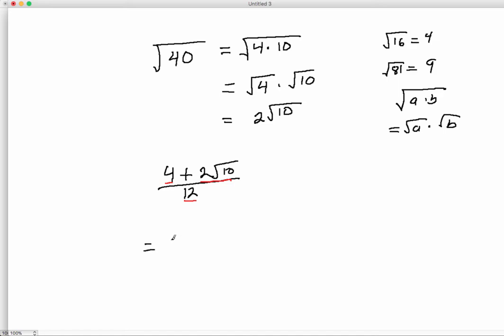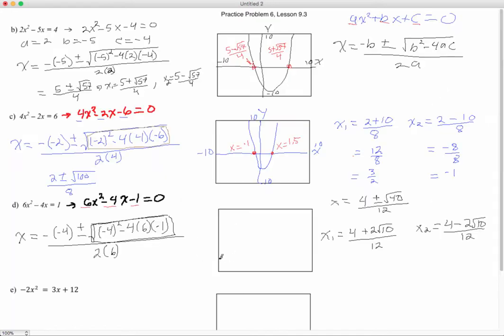If we divide the 4 by 2, we get back 2. If I divide 2 square roots of 10 by 2, the 2's knock off, and I get back just square root of 10. And I'll take the 12 and divide that by 2, and I get back a 6. So as it turns out, x1 is equal to 2 plus square root of 10 over 6, and similarly, x2 will be equal to 2 minus square root of 10 over 6.